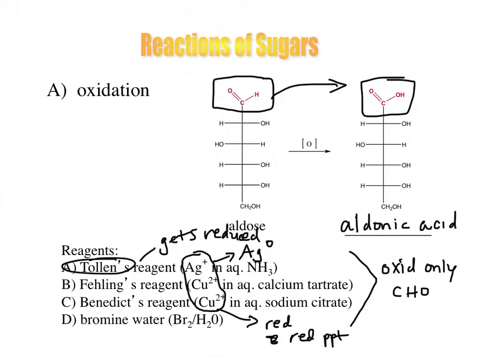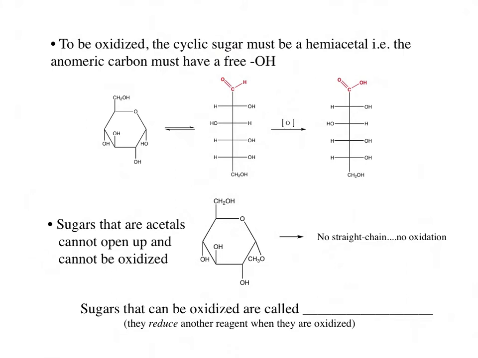We talked about how the sugar is mostly cyclic, right? If it for some reason gets locked in that cyclic form and is unable to open up, there's no aldehyde in the cyclic form either, so this would be negative. Okay? That's what the next slide's talking about. So, to be oxidized, the cyclic sugar must be able to open up. Okay? So when you say it must be a hemiacetal, what that is saying is that it can open.